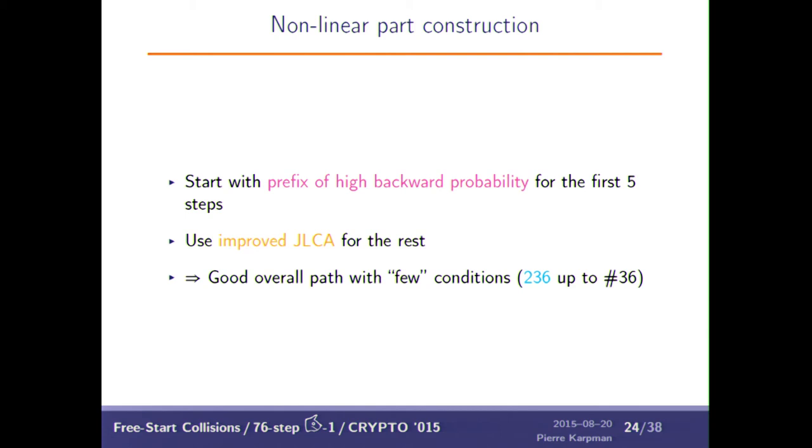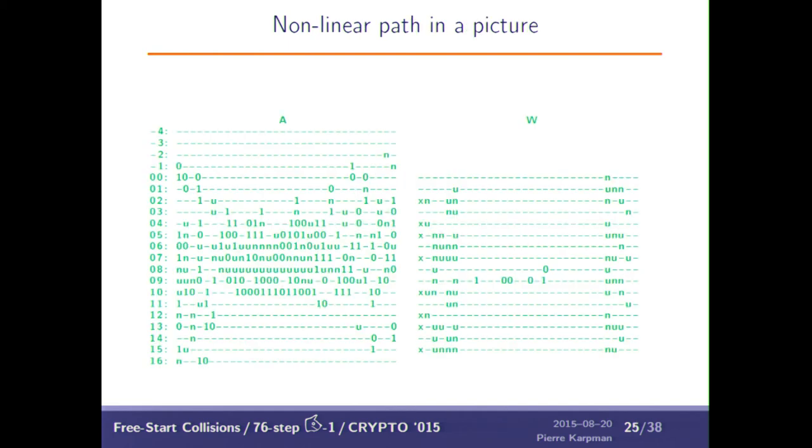And so at the end of this process, we got something that we were quite happy with. So it's a path with 236 conditions up to step 36. Of course, we don't have freedom up to step 36, but you can see that 236 is much less than the 512 bits of freedom we get in the message. And we get additional freedom in the IV, so this is quite good.